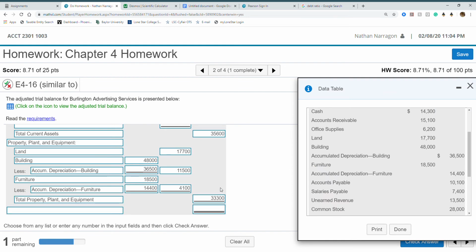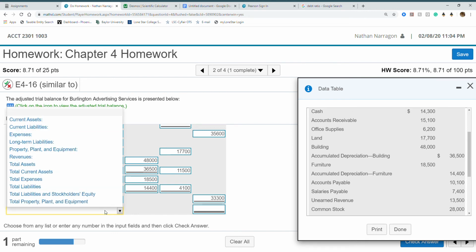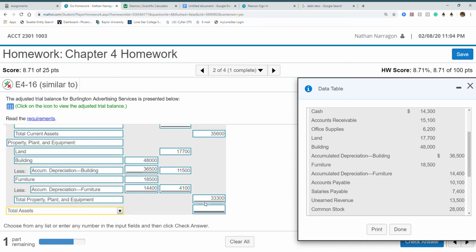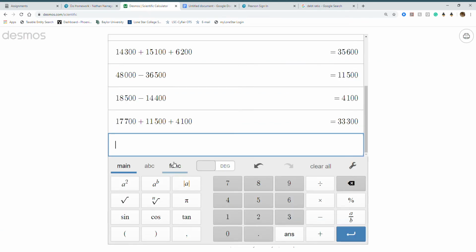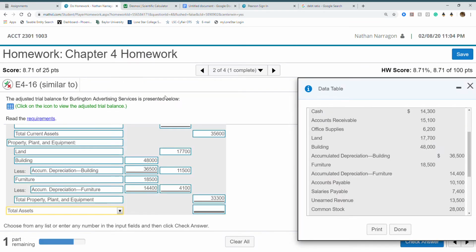Now remember, your numbers are going to be different than mine. They're going to be similar. So, same problem, just different numbers. So, everything should still match up. Of course, this is total assets. So, take our numbers, 35,600 plus 33,300. And we have 68,900 for total assets.